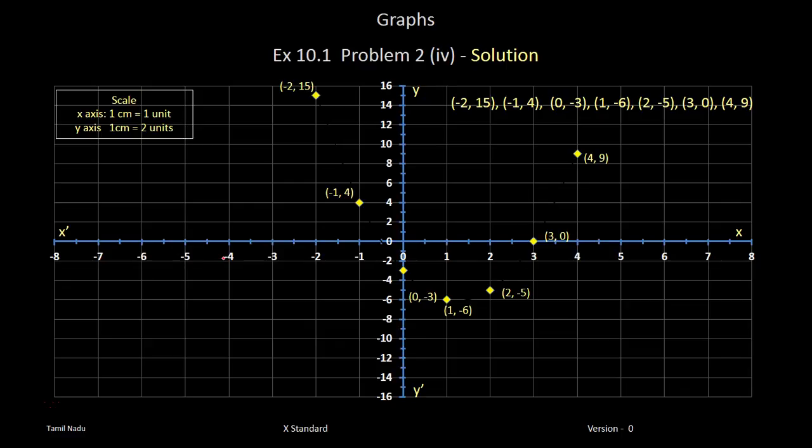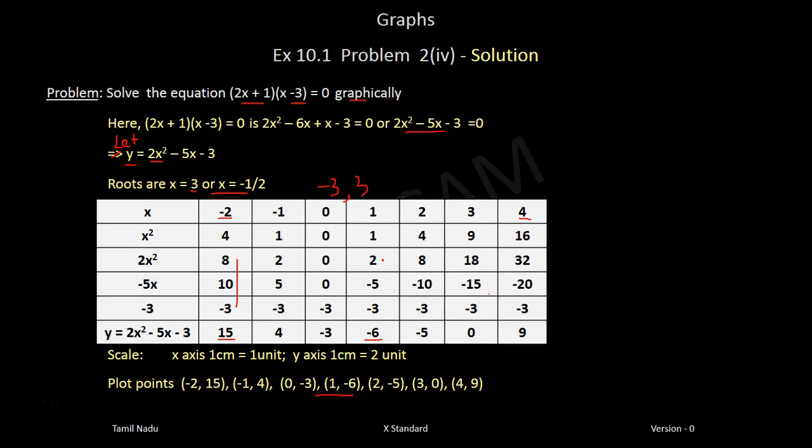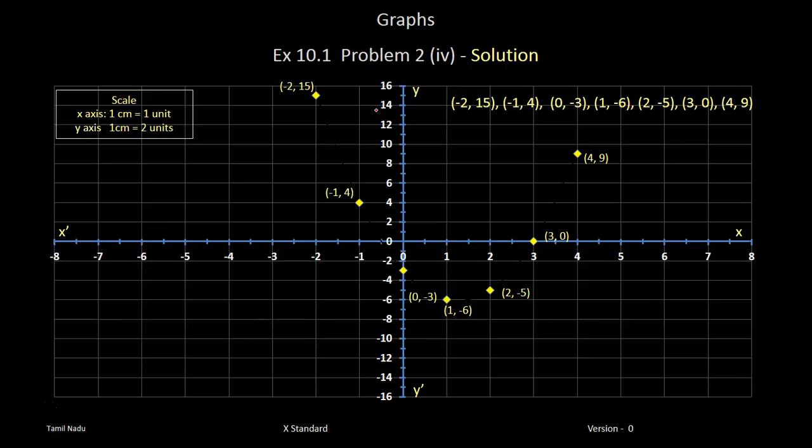Okay, as far as the x-axis is concerned. And on the y-axis, we know the highest value is 15, right? So we should at least have 16 on both positive and negative. So that is why I'm having it up to 16 here, right? So what are we doing? On the y-axis, 1 centimeter equals 2 units. So 0, 2, 4, 6, 8 up to 16, because the biggest number on y is 15, right? So we are having it up to 16.